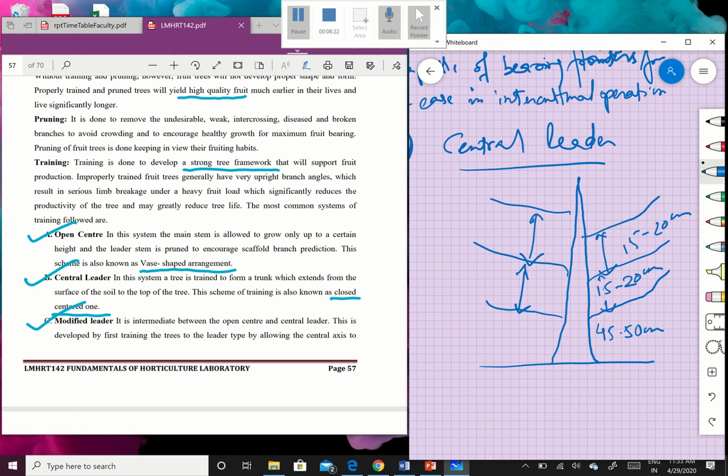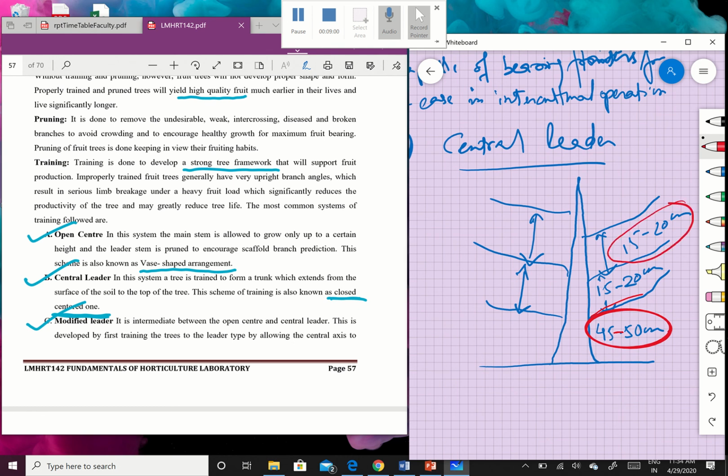The very high shape of plants makes them prone to wind damage also. So this method is not suitable for high altitude and hot arid places, and also where wind velocity is very high, we are not going to adopt this type. Here the important points you have to remember: it is known as closed centered one. Then we are going to grow it uninterrupted, but the first branch we should allow at 45 to 50 centimeter height, and the subsequent branches should be at 15 to 20 centimeter.